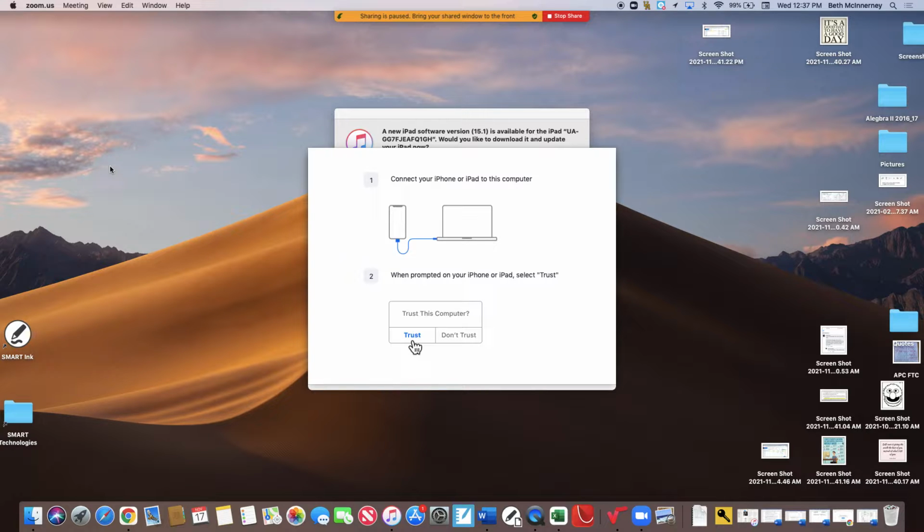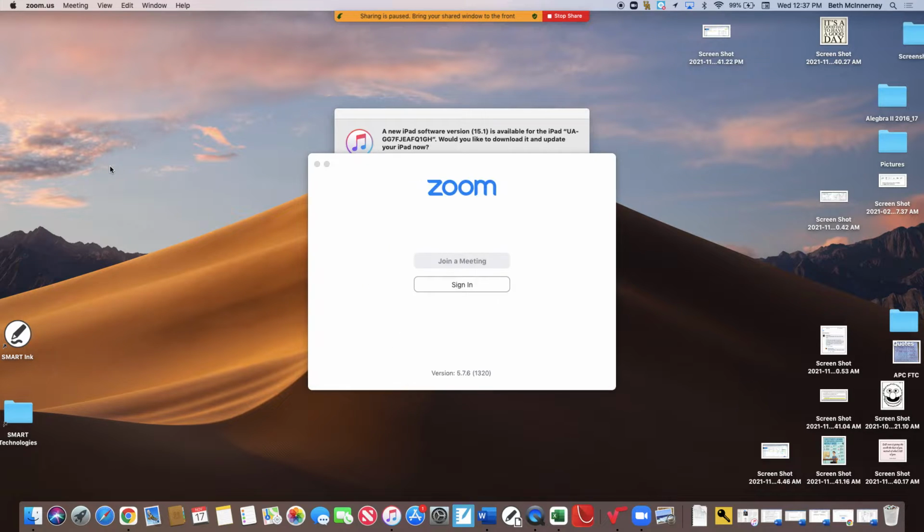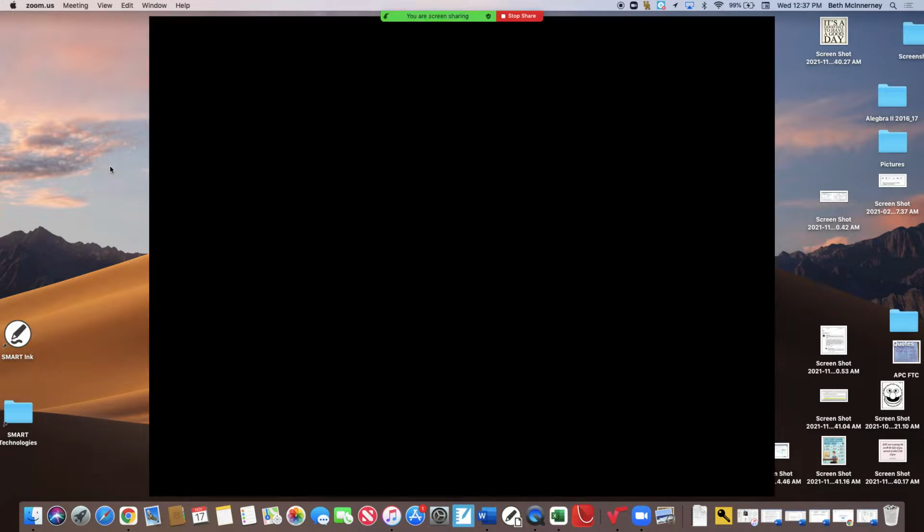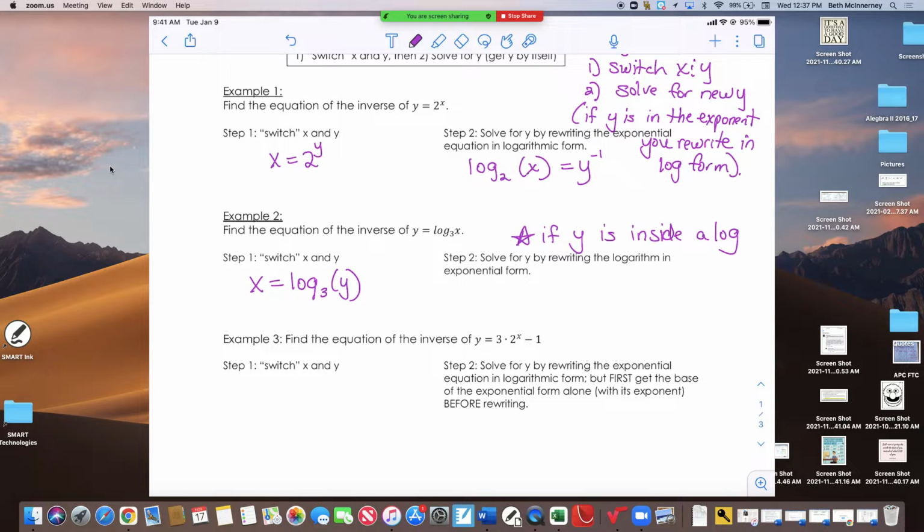So if y is inside a log, then you rewrite in the exponential form.